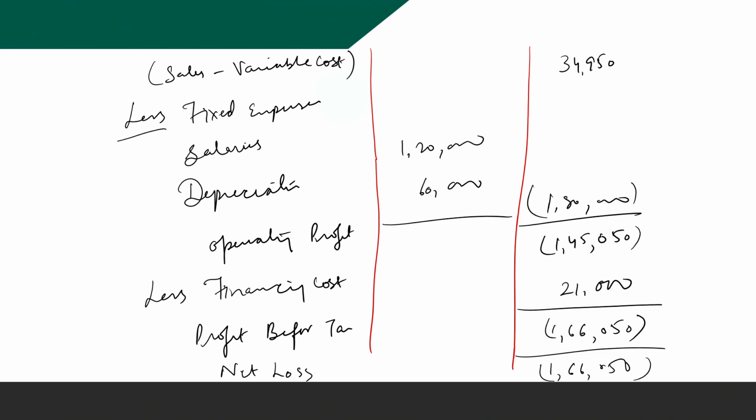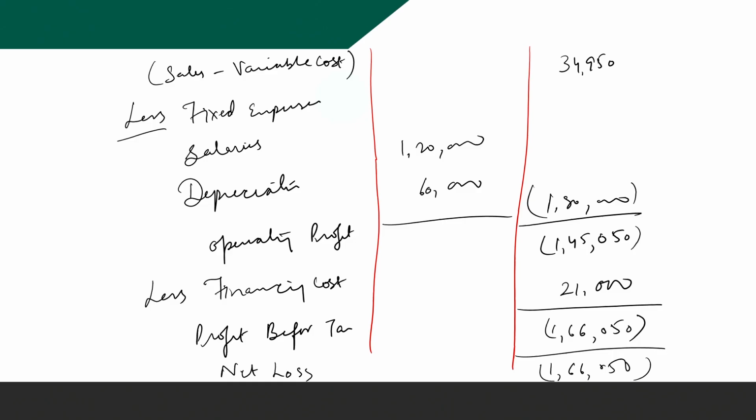So this projected income statement shows a loss that is just due to the fixed expenses remaining constant while the variable expenses are increasing. Despite the increased sale, the variable cost is also increasing, but there is no change in the fixed cost as such.